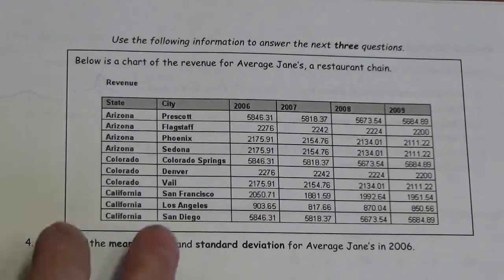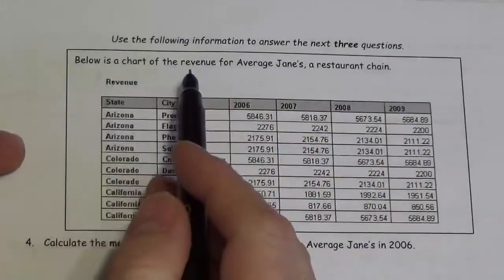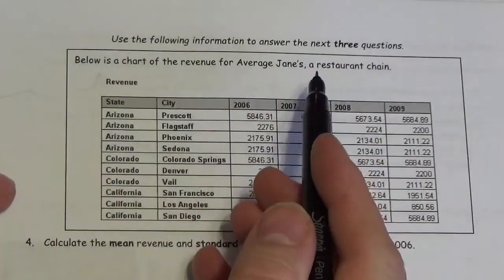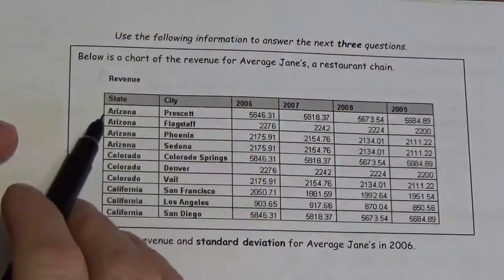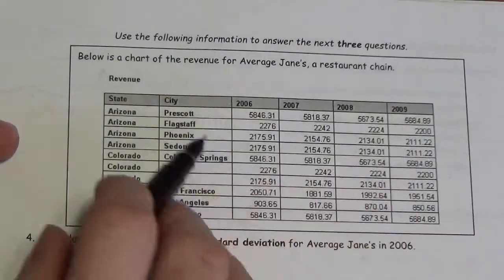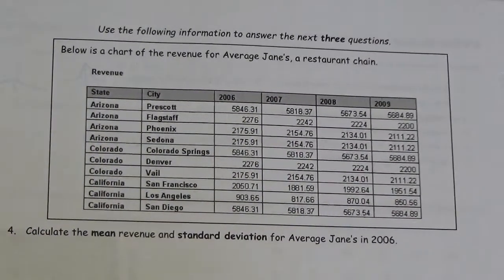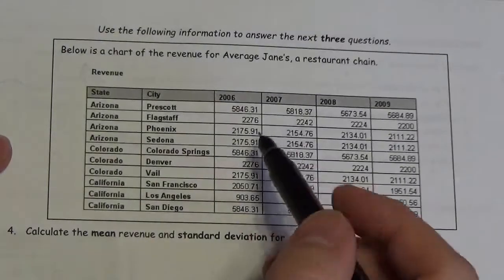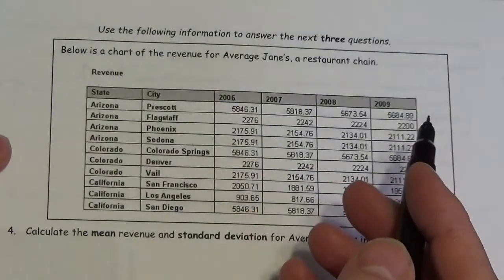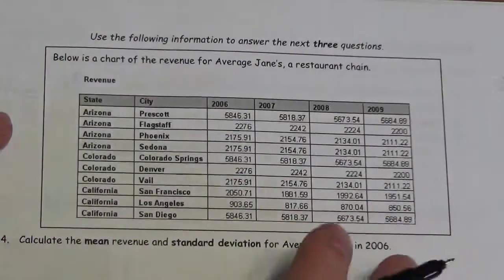So the next 3 questions here we're going to work with this chart right here. Below is a chart of the revenue for Average Jane's, a restaurant chain. You're seeing the state and the city, and then for each of these years you're seeing the revenue. Which I'm hoping is more than just like $5,000. Hoping that that's a scaled up thing. But anyway, it doesn't matter. It's just the information that we need here.